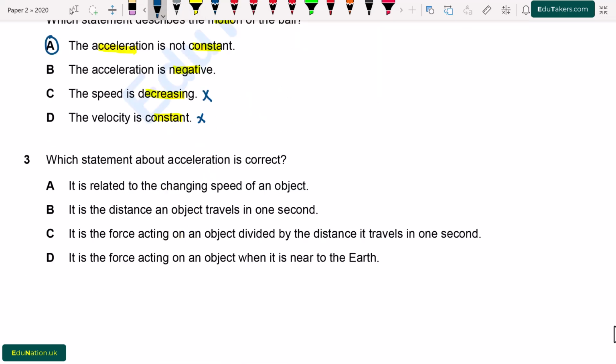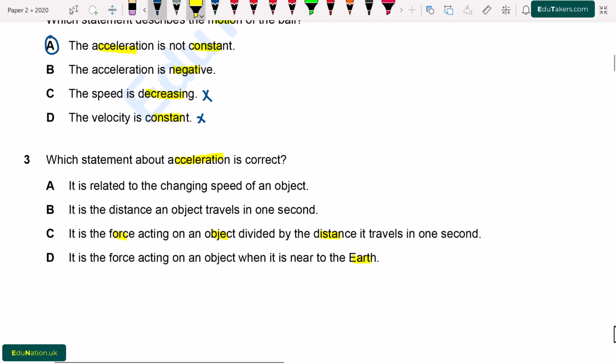Question number 3. Which statement about acceleration is correct? Option A. It is related to the changing speed of an object. B. It is the distance an object travels in 1 second. C. It is the force acting on an object divided by the distance it travels in 1 second. D. It is the force acting on an object when it is near to the earth.